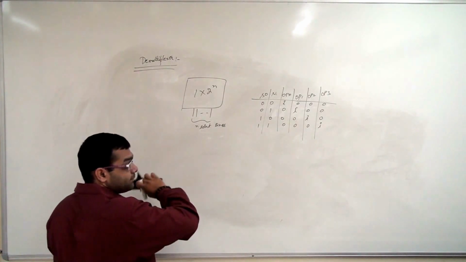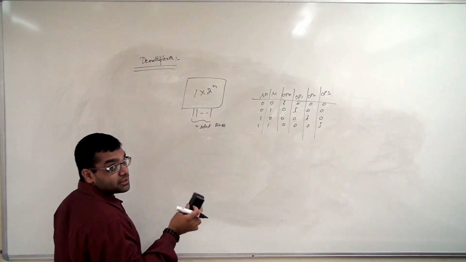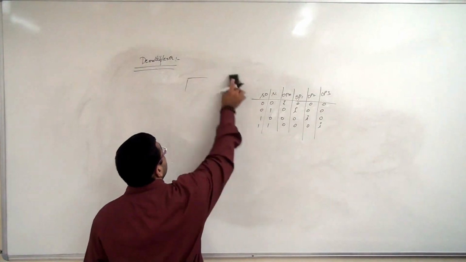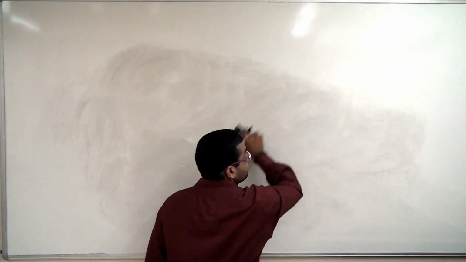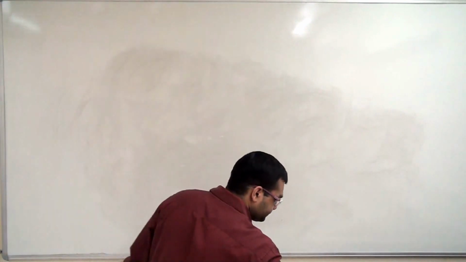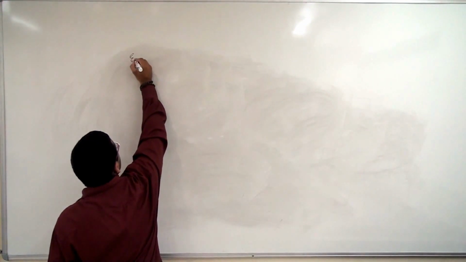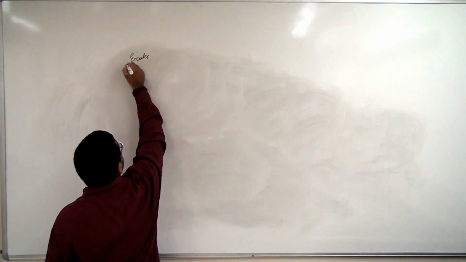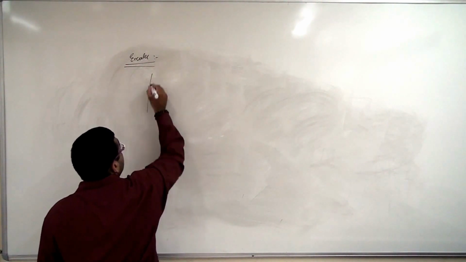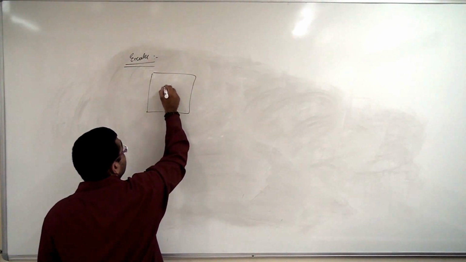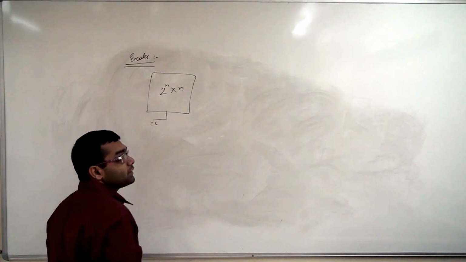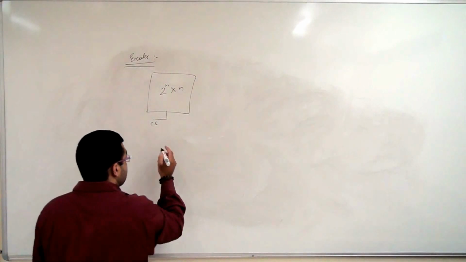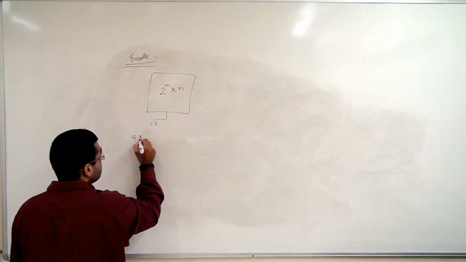Alright, let us move to another similar circuit. Since the demultiplexer performs the reverse operation of a multiplexer, similarly we have a circuit that performs the reverse operation of a decoder. That is called the encoder. An encoder has a size 2 to the power n cross n, and we again have a chip select. Let us take the example of a 4 cross 2 encoder.